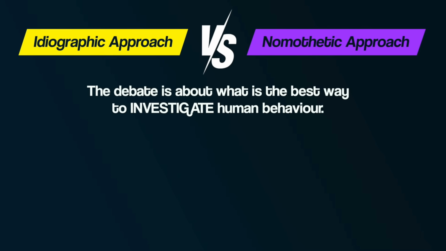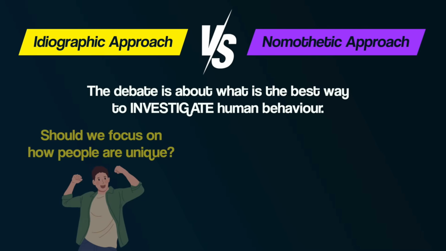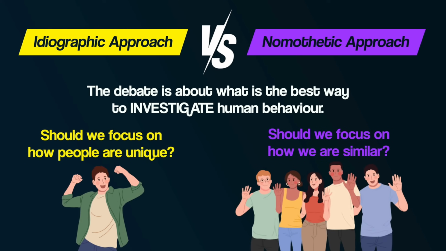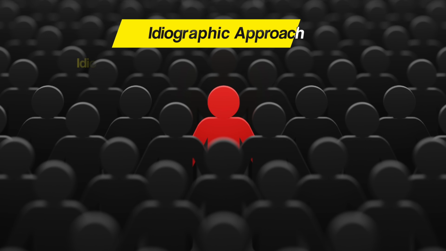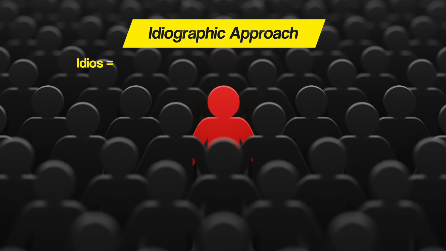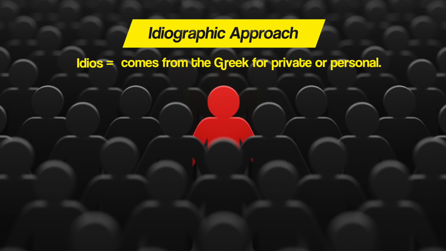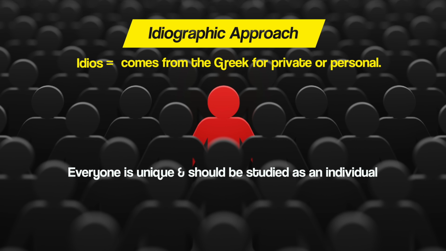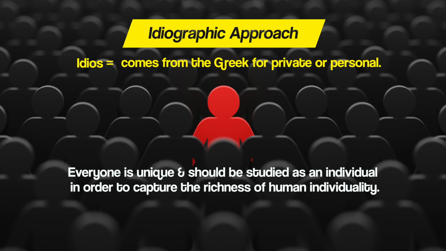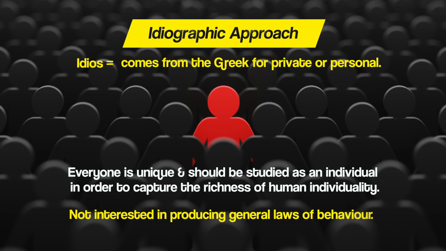The idiographic and nomothetic debate is about what is the best way to investigate human behaviour. Should we focus on the unique experiences of individuals or seek to establish general laws of behaviour that apply to everyone? The term idiographic is derived from the Greek word idios, meaning private or personal. This approach posits that human beings are unique and should be studied as individuals to capture the complexity of human experience. It does not aim to develop broad generalizations or laws of behaviour, instead focusing on the depth of understanding of individual cases.